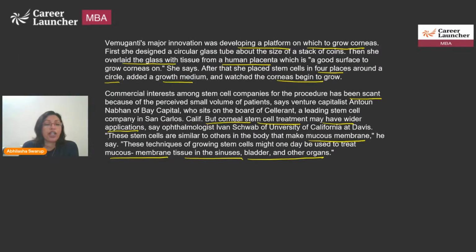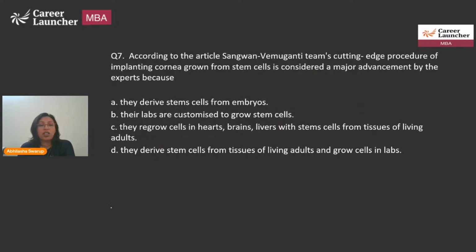Now that you have read the passage, I'm going to take you to the questions. So here's your first question. What an interesting passage of how people are growing corneas in a petri dish and then subsequently implanting them. Okay, so here's your question.